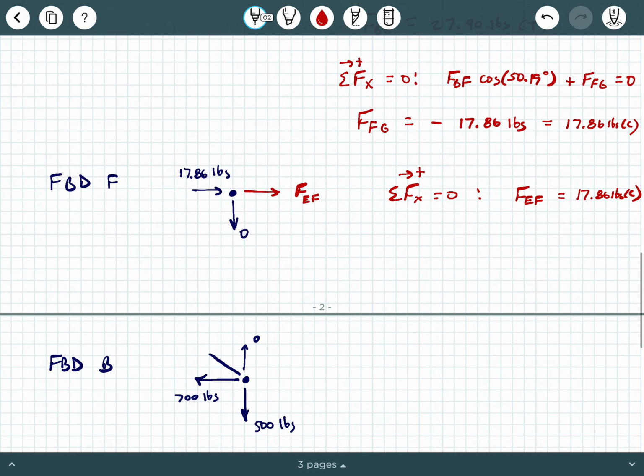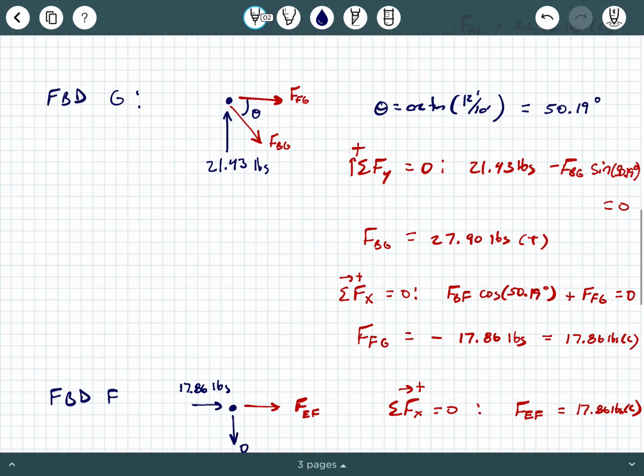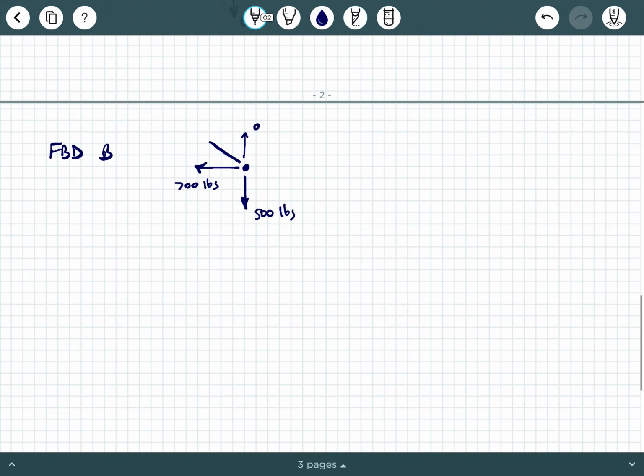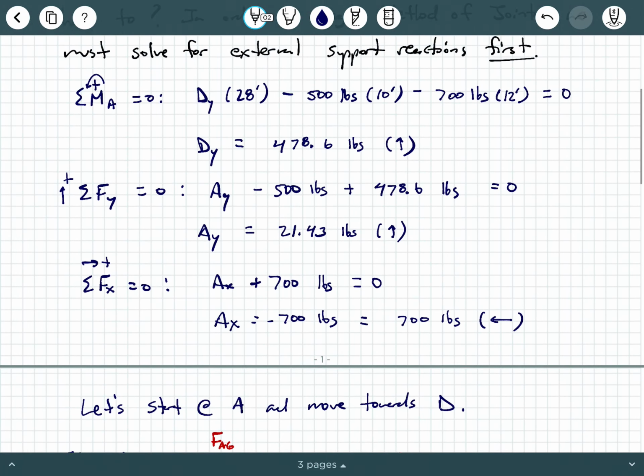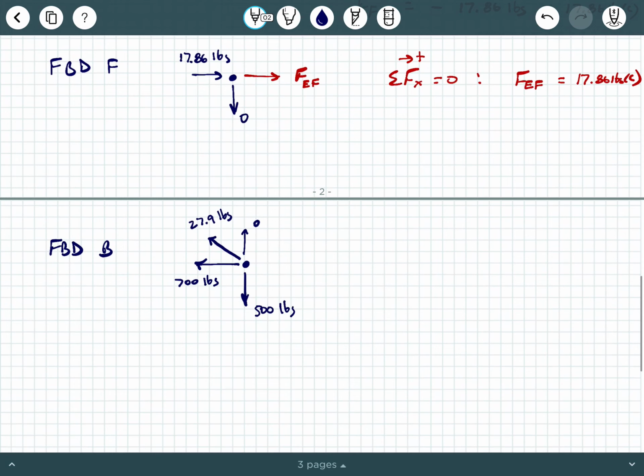Yeah, I just labeled that wrong. We're good. So what was FBG? 27.9 pounds in tension. So that's going to be right here, 27.9 pounds. And then what other unknowns do we have here? We've got FBE and FBC.